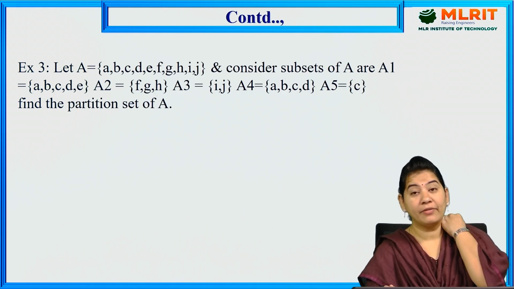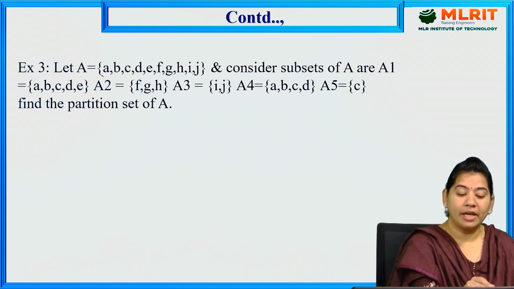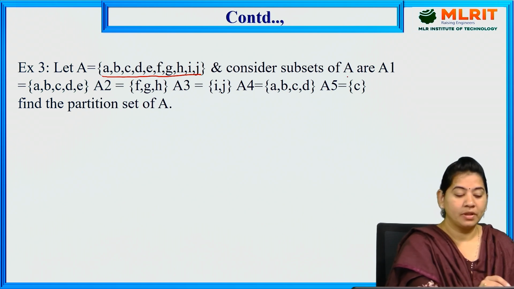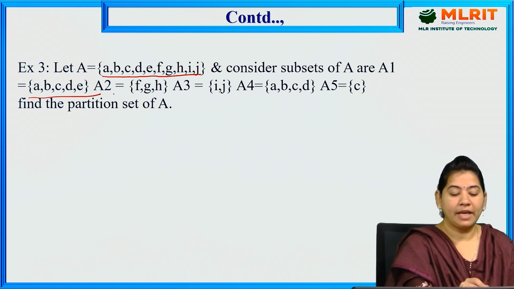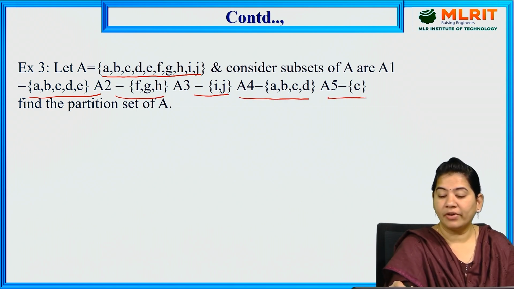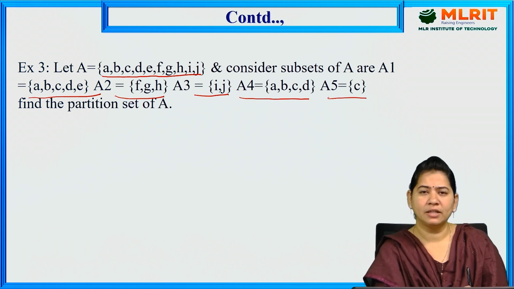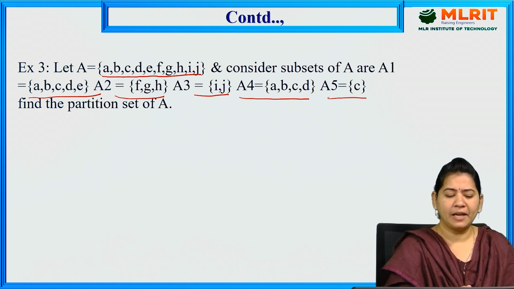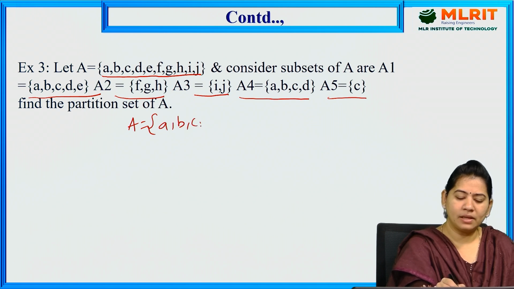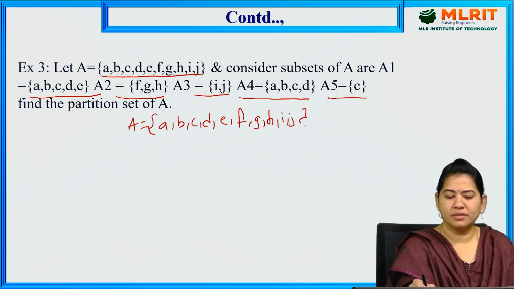In the same way, we have another example based on the partition set. Let A = {a, b, c, d, e, f, g, h, i, j}. And consider the subsets of A: A1 = {a, b, c, d, e}, A2 = {f, g, h}, A3 = {i, j}, A4 = {a, b, c, d}, A5 = {c}. Find the partition set of A. Means what are the partitions of this particular set? Now if you observe clearly, set A is nothing but a, b, c, d, e, f, g, h, i, j.